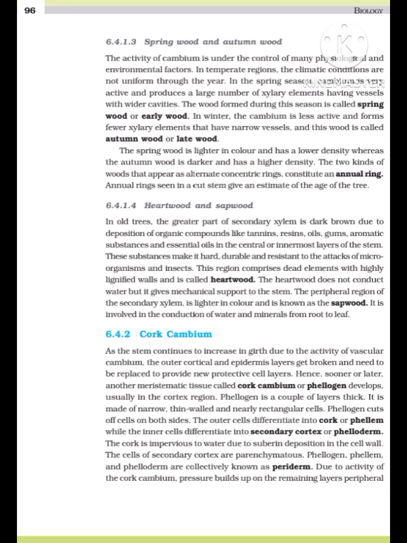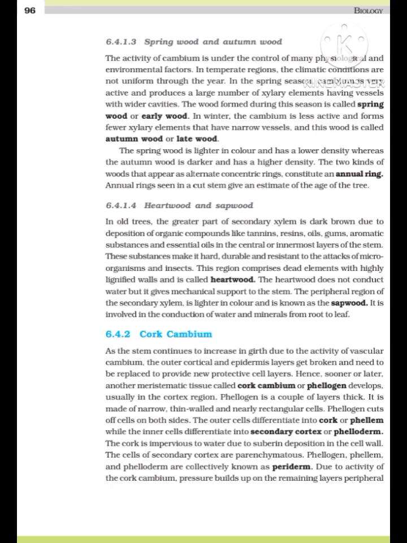6.4.1.4 Hardwood and sapwood. In old trees, the greater part of secondary xylem is dark brown due to deposition of organic compounds like tannins, resins, oils, gums, aromatic substances, and essential oils in the central or innermost layers of the stem. These substances make it hard, durable, and resistant to the attacks of microorganisms and insects. This region comprises dead elements with highly lignified walls and is called hardwood. The hardwood does not conduct water, but it gives mechanical support to the stem.